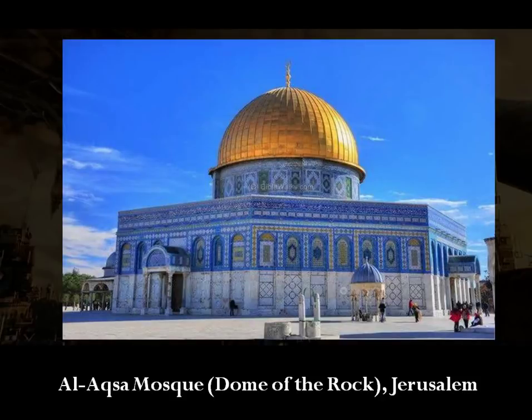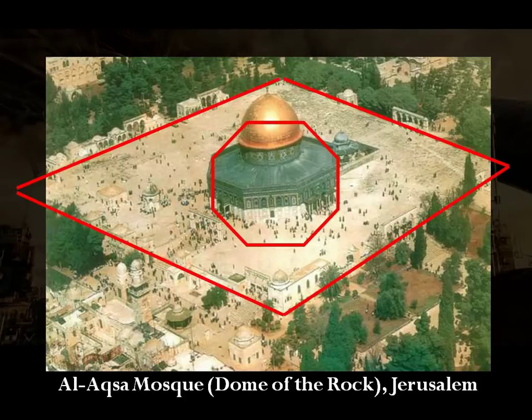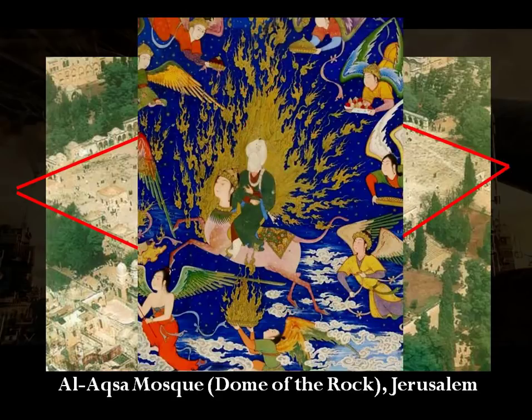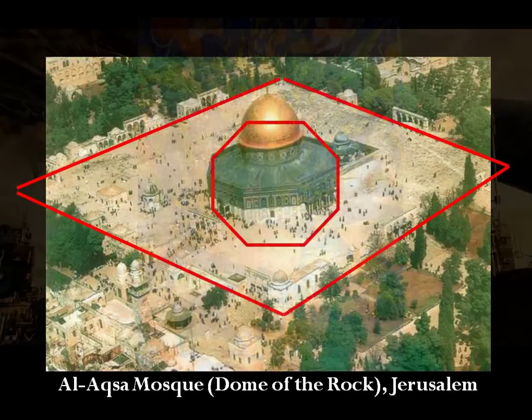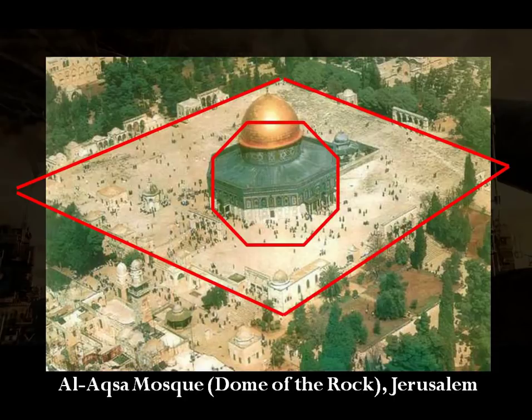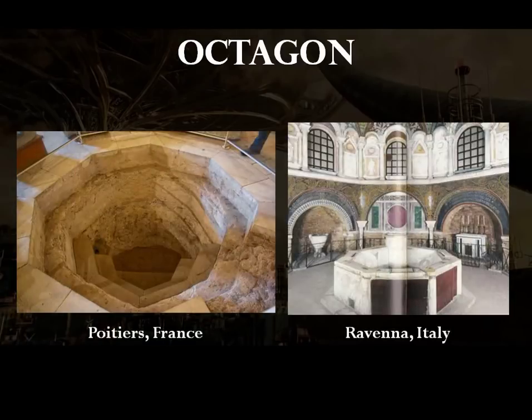The Dome of the Rock in Jerusalem is another strong example. This beautiful mosque is built around a rock. According to the Muslim tradition, from that rock, the Prophet was taken to heaven and met God himself. This place is considered as a major gate between earth and heaven.